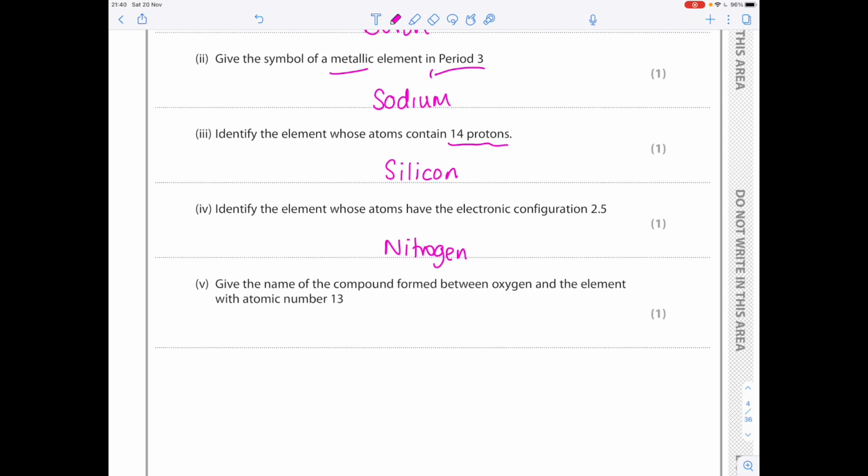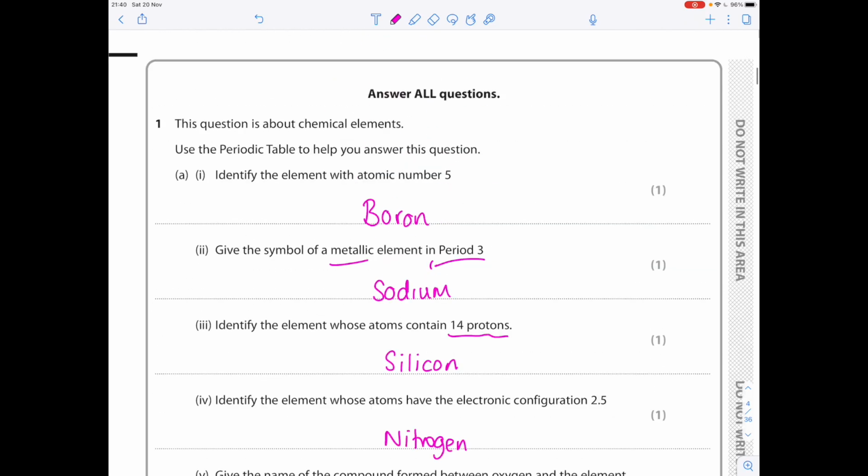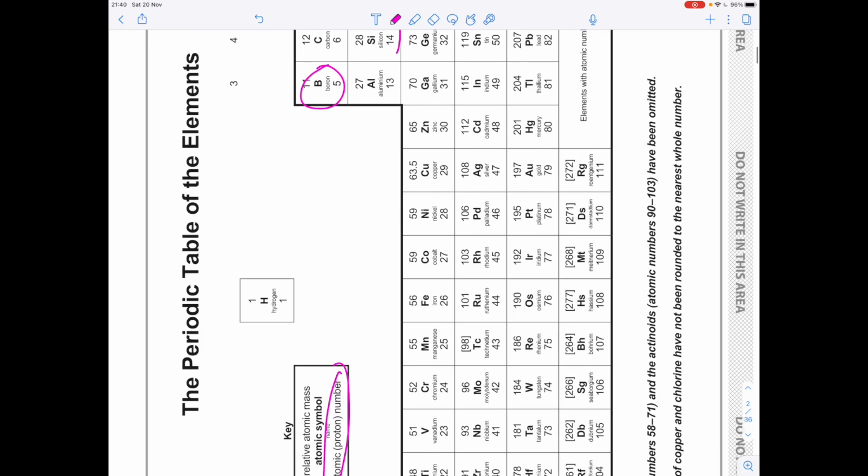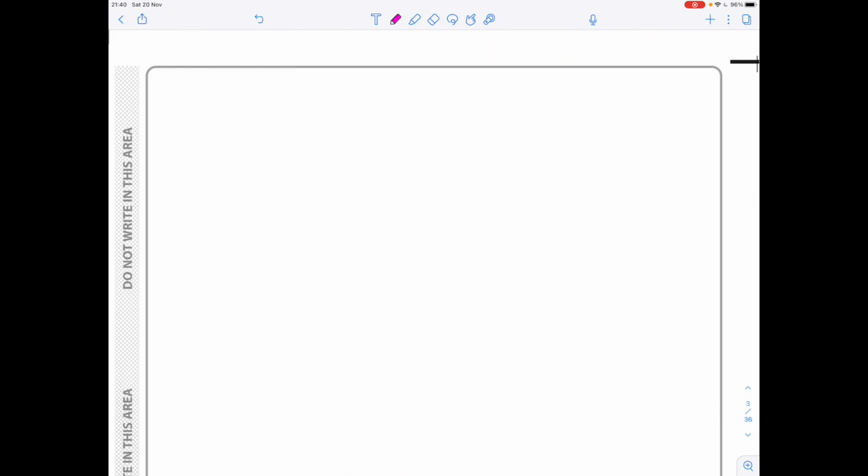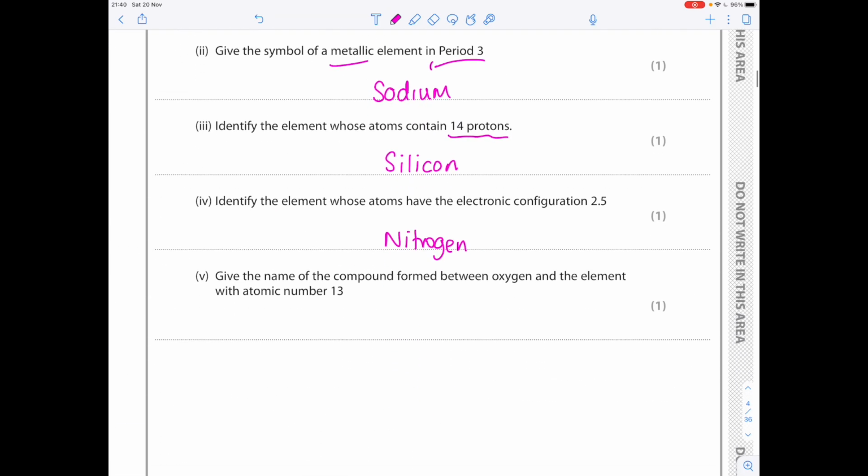Give the name of the compound formed between oxygen and the element with atomic number 13. So atomic number 13 means it's aluminium. So we need a compound with both aluminium and oxygen in the name. So remember, the metal always comes first. We change the ending of the word oxygen to give aluminium oxide.